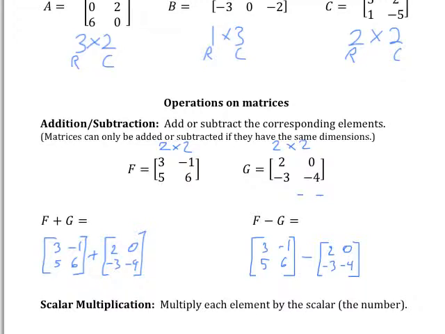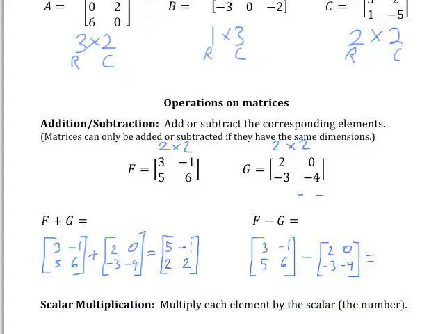Alright, so I've got our matrices ready to go. One important thing when you're doing matrix math is to know what you're about to get and get your answer set up with your brackets. Now to add these, all I do is add the elements that are in the same spot. This upper left number adds with this upper left number to get us 5. The upper right number adds with the upper right number, so -1 plus 0 is -1, and so on. 5 plus -3 is 2. 6 plus -4 is 2. And we're done with that problem.